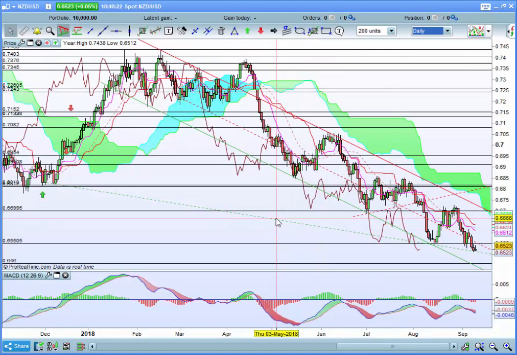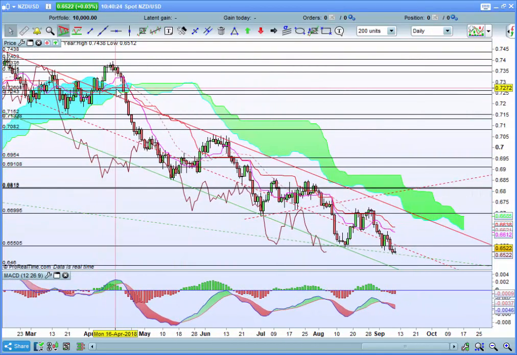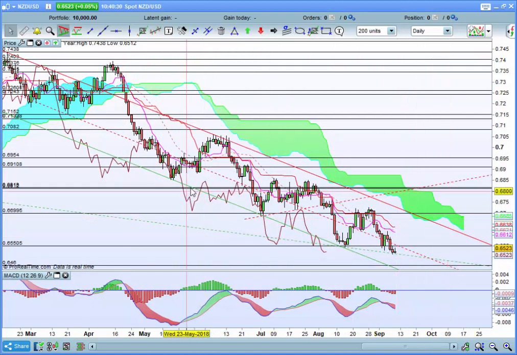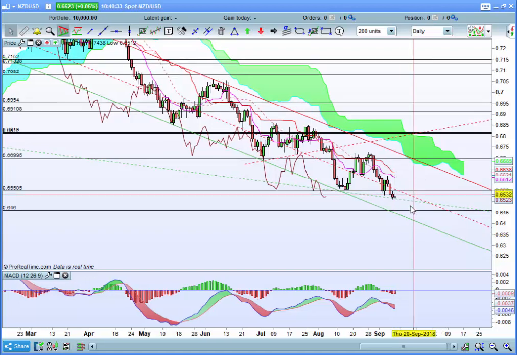Currently, trend remains down. Currency is down significantly since slicing through the cloud, a cloud cross sell signal there. And there's various short-term relief rallies which you could have captured with the MACD, but currently trend remains down, needs to find support, watching for the 64.60 zone as a critical support area. That's the New Zealand USD.